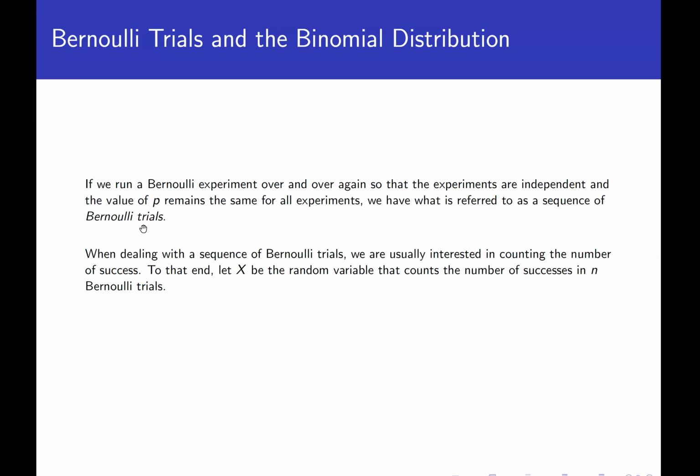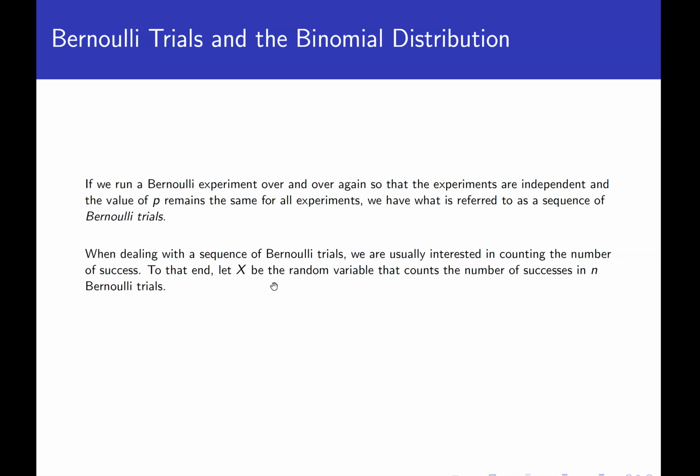Usually, if we're dealing with a sequence of Bernoulli trials, we're trying to count how many successes happened in the total number of trials. So if you flip a coin 15 times, maybe you want to count how many times heads came up. If you roll a die 78 times, maybe you want to know how many times a 4 came up. You're counting the number of successes. And it should say successes instead of number of success. It's a typo.